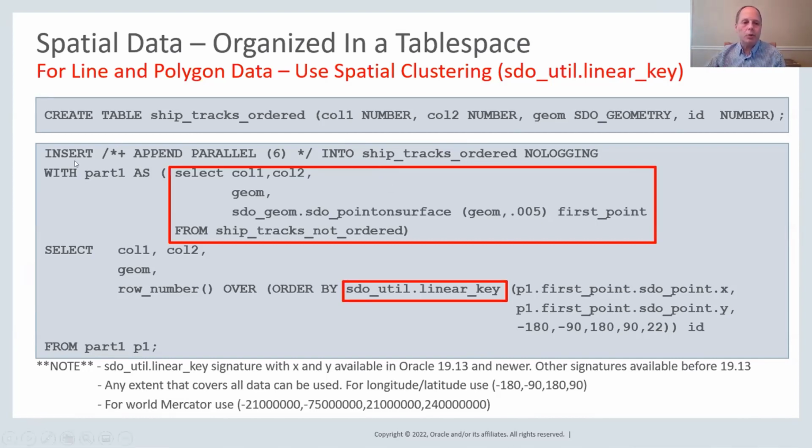By doing this with the WITH statement, think of this as a template. You can just store it and use it, and I'm going to be inserting data into a new table that's ordered by linear key. And believe me, it's kind of neat. If you just do a select on the table and look at the geometries as they get selected, you'll see that they come back close to each other, which means that on disk, they're being stored close to each other.